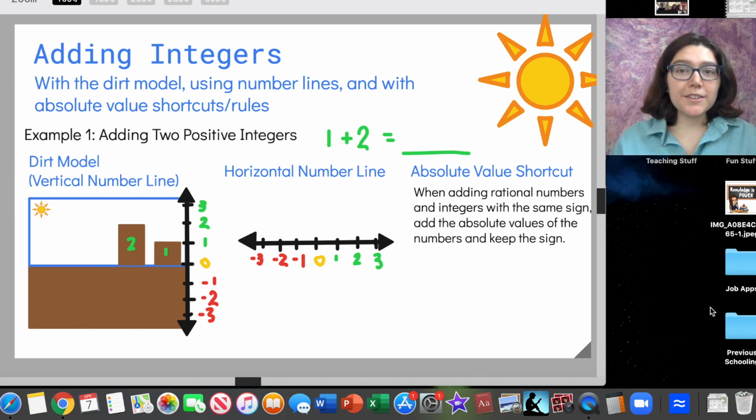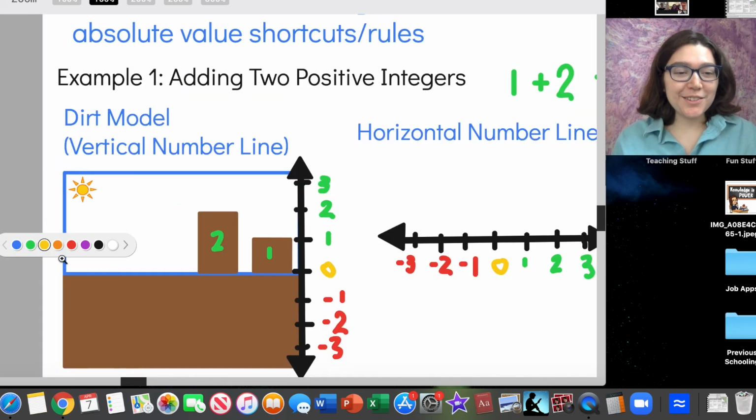So the first one we're going to start really simple, which is 1 plus 2. But we're really looking at how do you add integers when they are both positive, just to ground our models and build on what you already know. Okay, so 1 plus 2 is what? Yeah, 1 plus 2 is 3. Great. Okay, let's figure out why 1 plus 2 is 3.